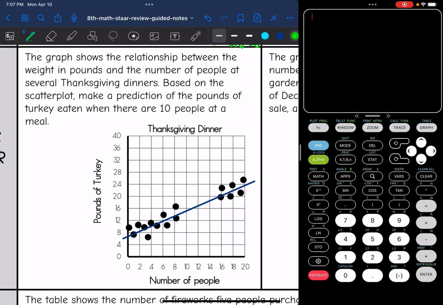And then they're asking me to make a prediction of the pounds of turkey eaten. So I'm going to make a prediction of a Y value when there are 10 people at the meal. So when the X value is 10. Mine is right below 16, between 16 and 12, so I would say about 15 pounds.